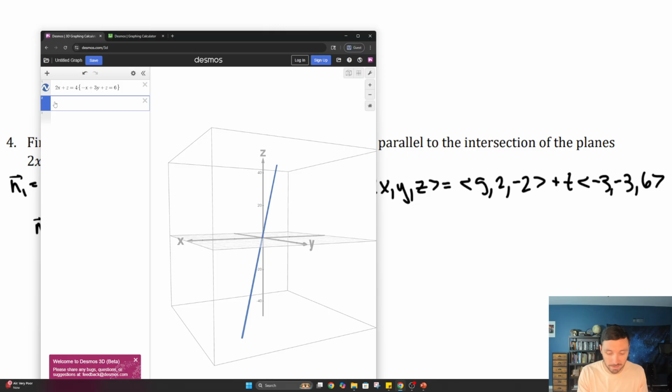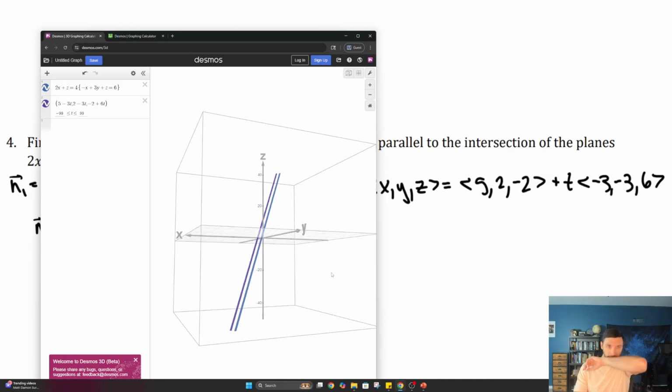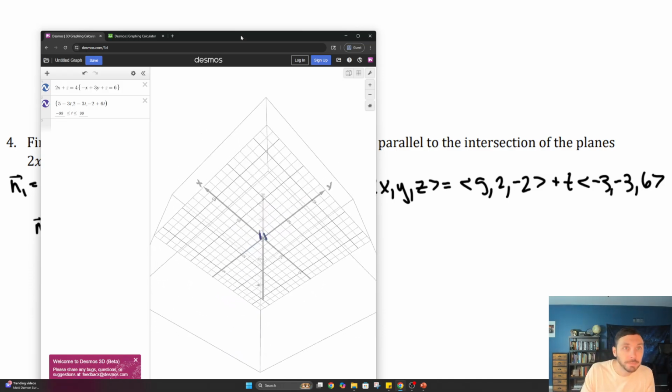So I'm going to do this as a parametric set of equations. It'll be 5 minus 3t, 2 minus 3t, and then negative 2 plus 6t. All right. Graph that forever, or at least forever enough, and look at that. They're parallel. Not too bad.